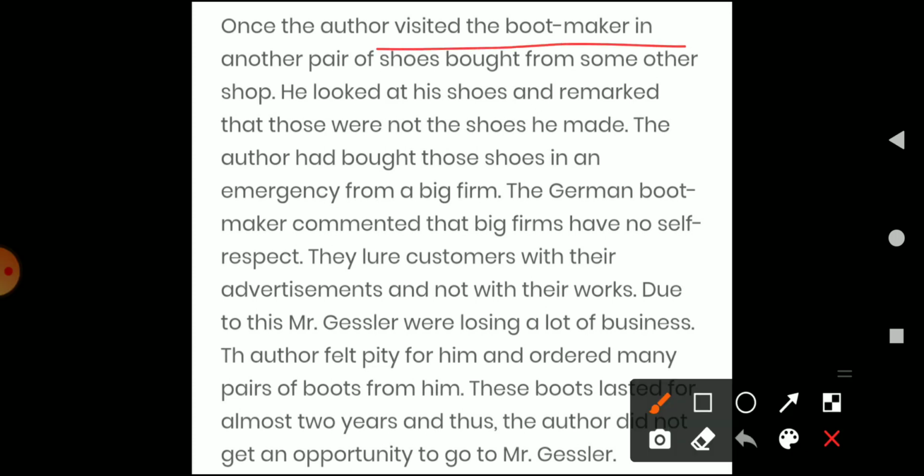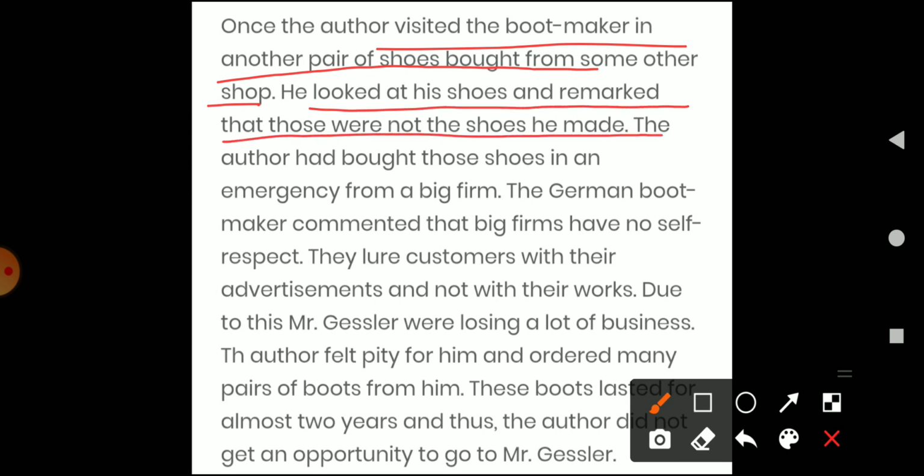Once the author visited the bootmaker in another pair of shoes bought from some other shop. He looked at his shoes and remarked that those were not the shoes he made. The author had bought those shoes in an emergency from a big firm. So what happened? The bootmaker mentioned here is Mr. Gessler. Because the author was in a hurry, he had to buy a pair of shoes from a very big firm.